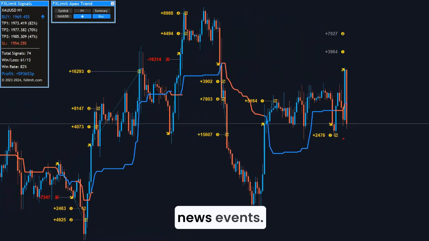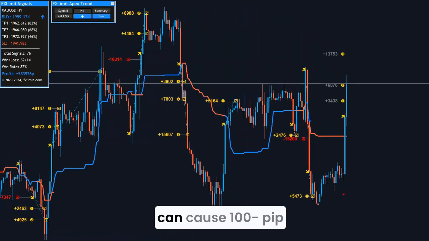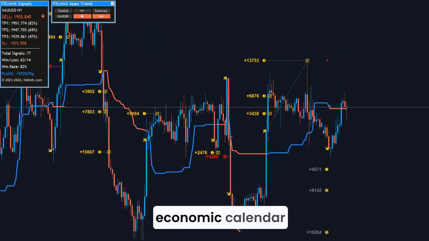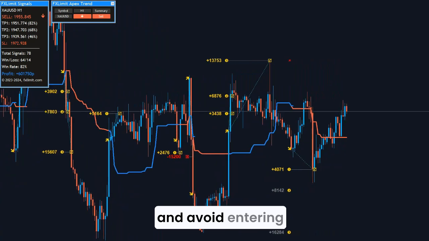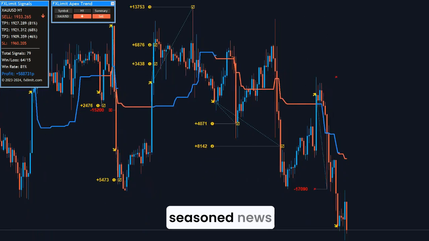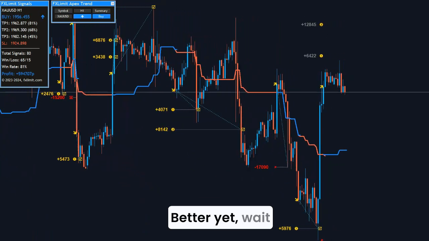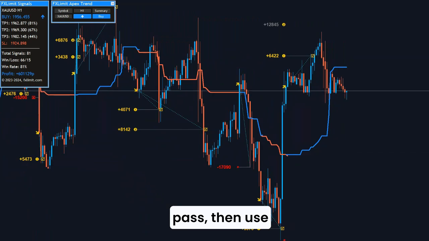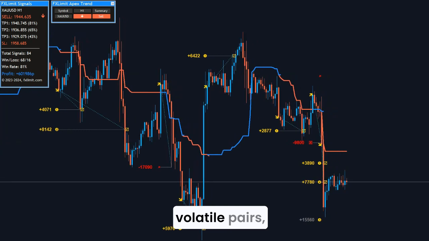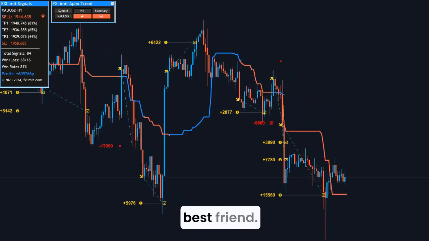Let's not forget news events. High-impact news can cause 100-pip moves in minutes. Always check the economic calendar before you trade, and avoid entering new positions right before major announcements unless you're a seasoned news trader. Better yet, wait for the news to pass, then use technicals to catch the move after the dust settles.